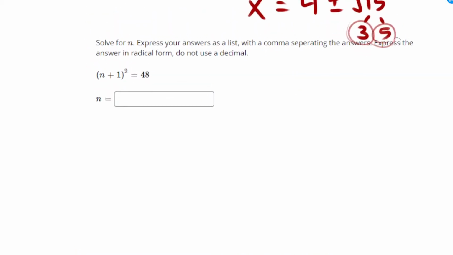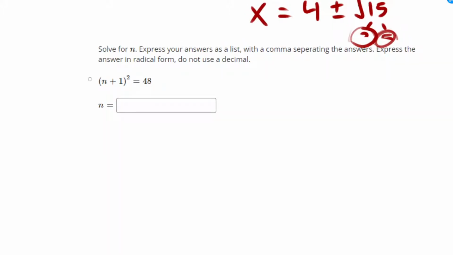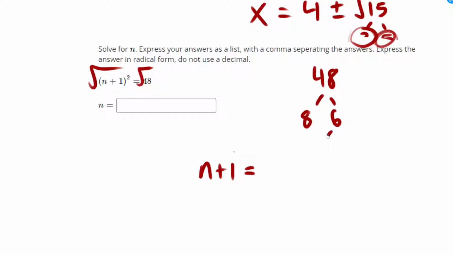Now we want to solve for n. It's going to be the exact same process. I'm just going to do quite a few examples so you get it. So this one, we're going to square root both sides. So now we have n plus 1 is equal to the square root of 48. 48 is the same as 8 and 6, which is the same as 2 and 3 and 2 and 2 and 2. So we've got 2 pairs of 2 with a leftover 3.